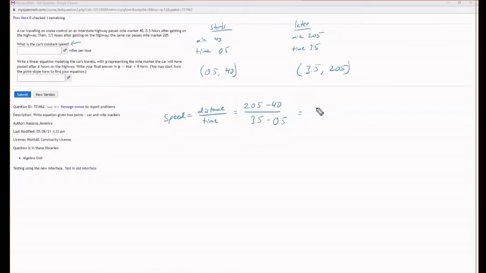Okay, so we subtract 205 minus 40, we'll get 165. 3.5 minus 0.5 gives us 3. And when I divide that, it comes out to a nice even 55 miles an hour.